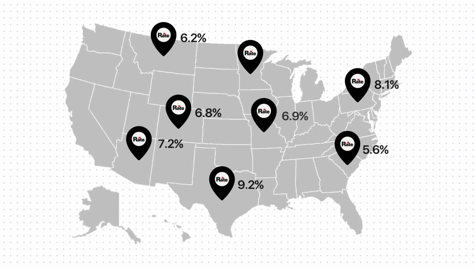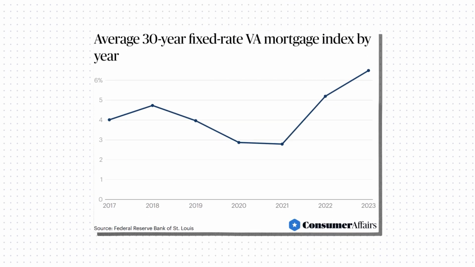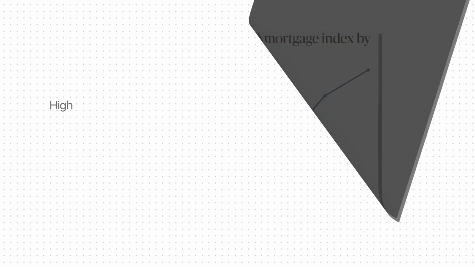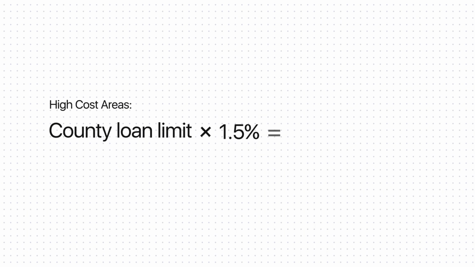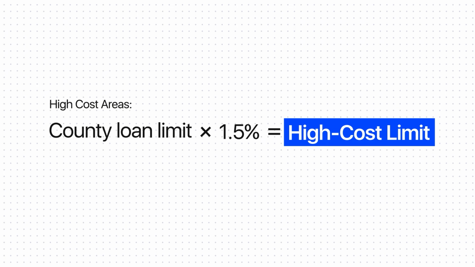So there is one loan limit set across the country. That's the conforming loan limit. That typically goes up every single year. Then there are what's called high cost areas. So the high cost areas, you take the county loan limit and you multiply it by 1.5. That ends up being the high cost limit. This is what the VA goes off of if you're in one of those high cost limits.